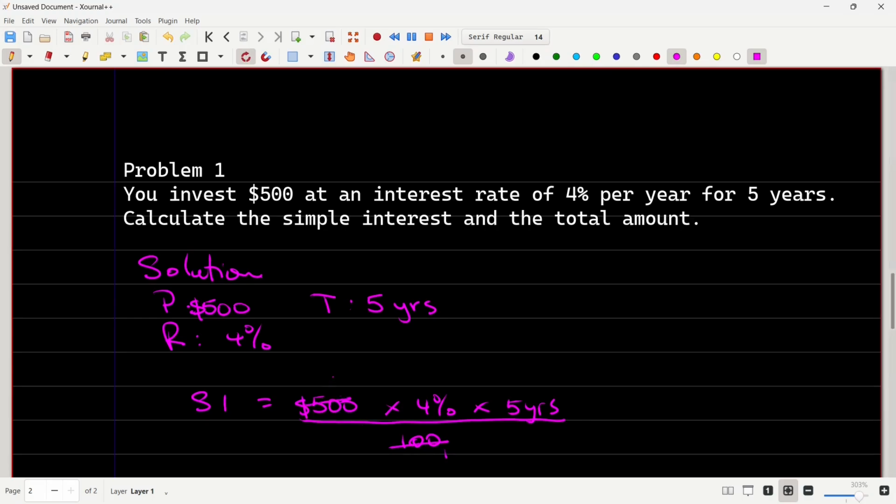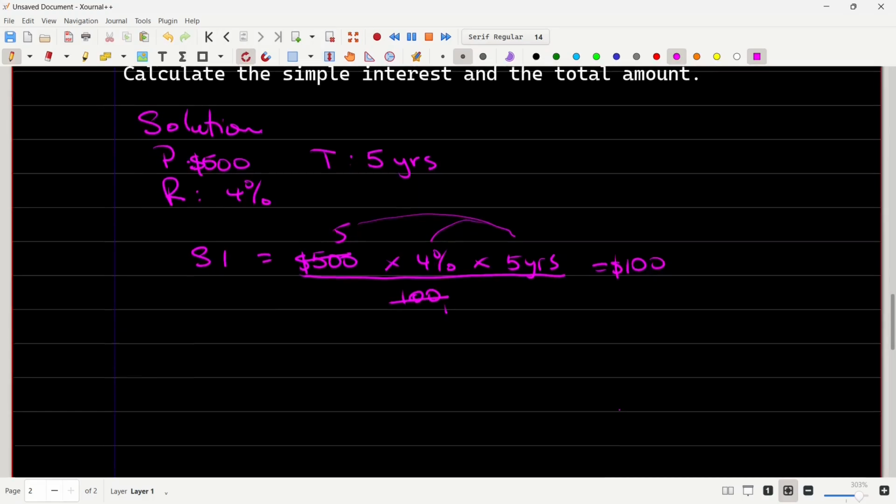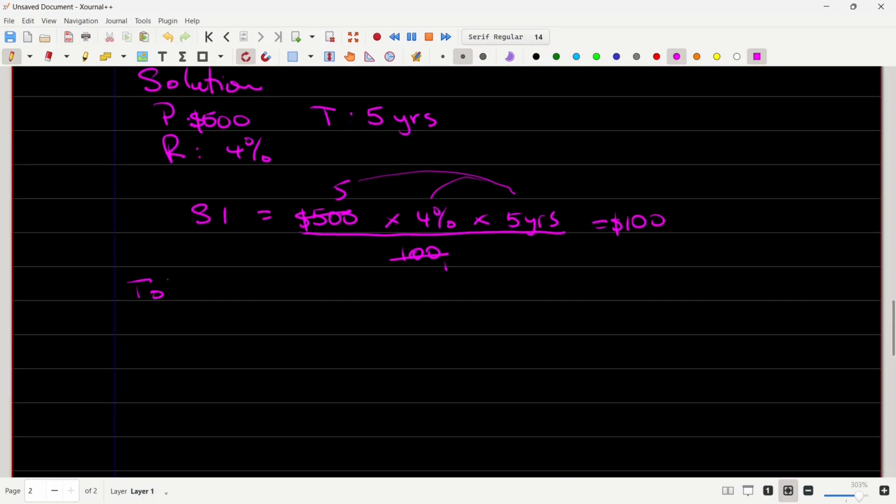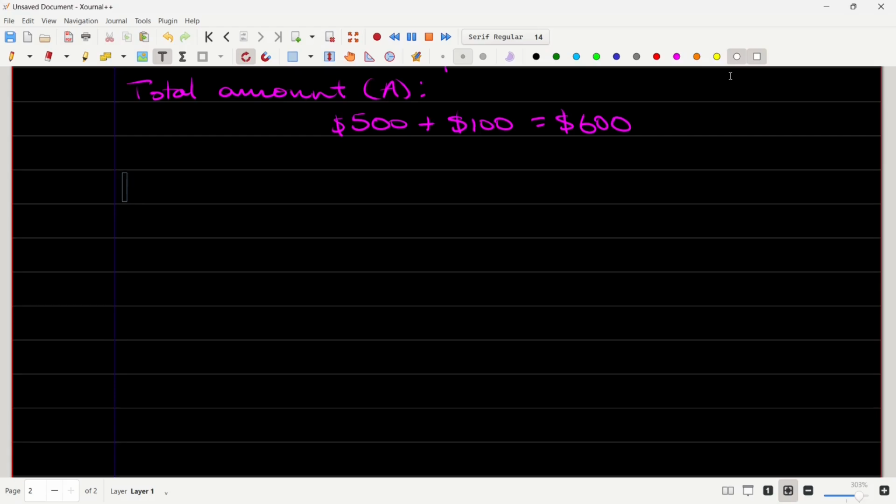This into this 1, this into this 5, 5 by 5, 25, 25 into 4 is 100. So this is $100. All right, and then therefore the total amount A would be equivalent to your principal, which is your $500, adding to your interest, which is $100, and you will get a total of $600. So problem 2.